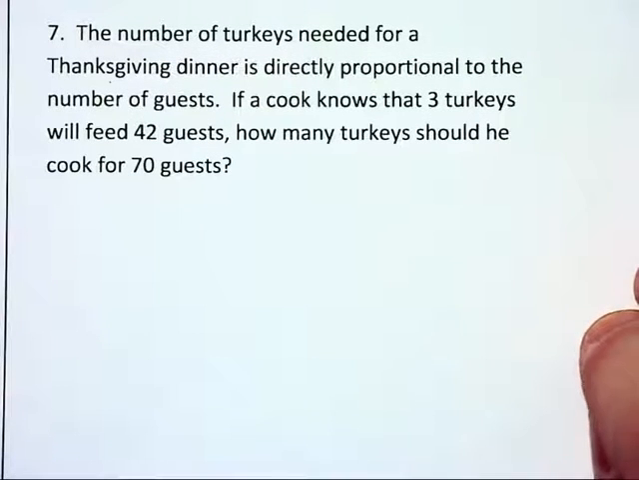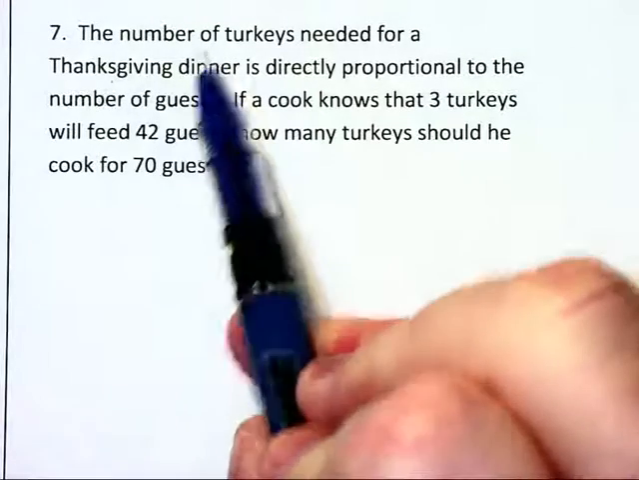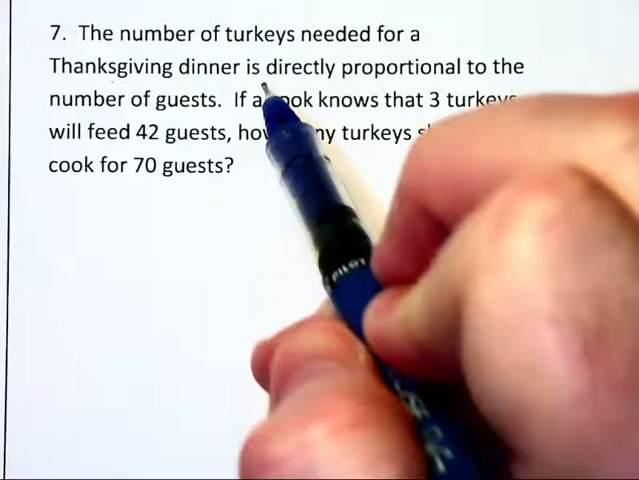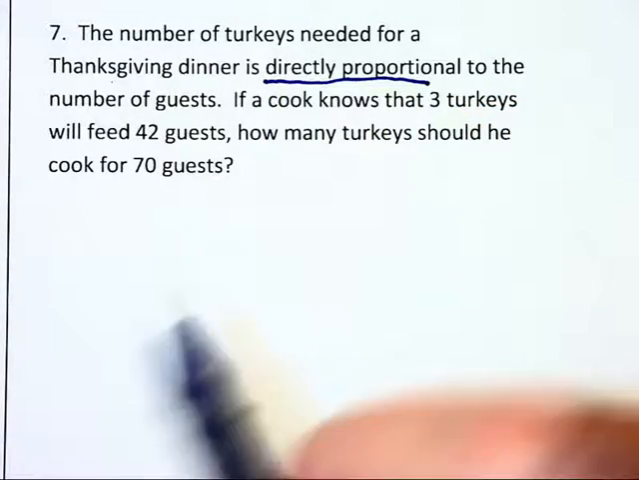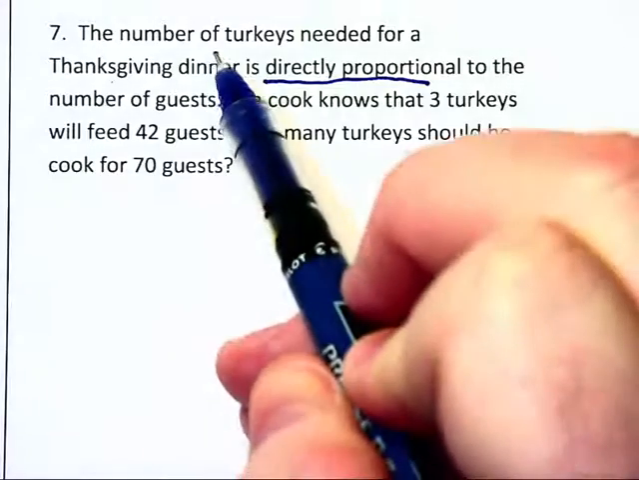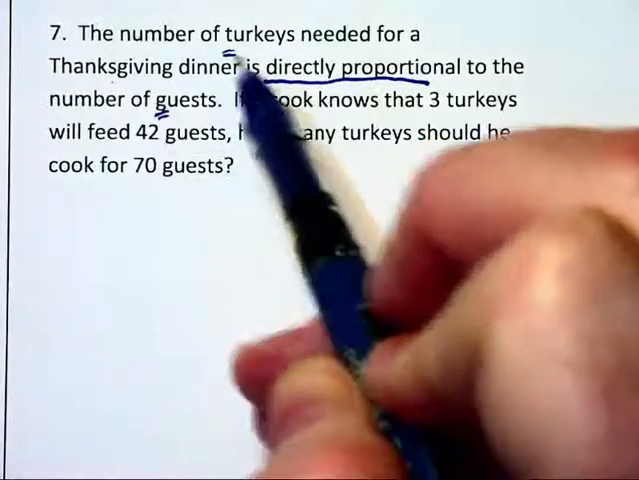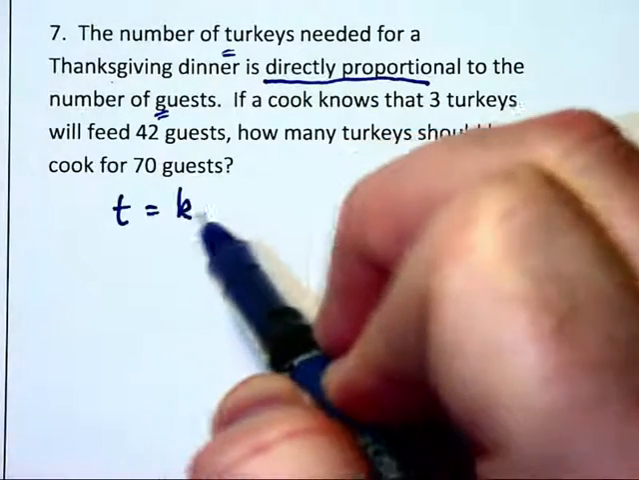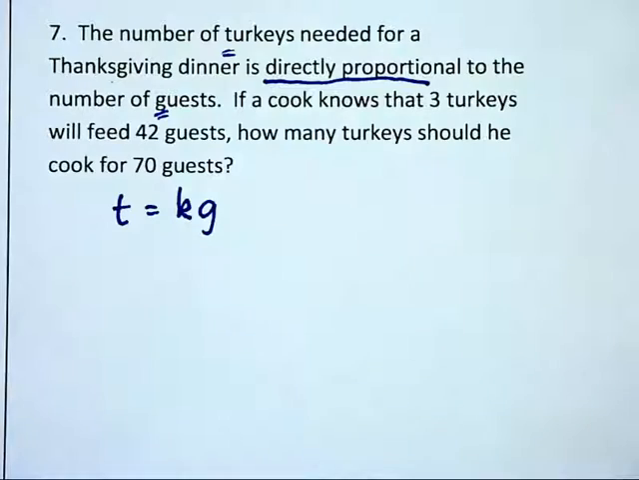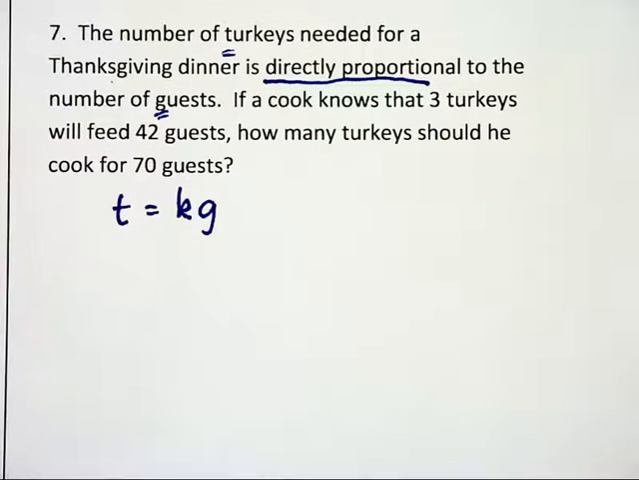Let's try this again, but this time they're not giving us variables. The number of turkeys needed for Thanksgiving dinner is directly proportional to the number of guests. Well, let's focus on the key nouns in this sentence. Turkeys, guests. Turkeys directly guests. T for turkeys equals k times G for guests. Notice how I'm getting rid of the extra verbiage in that sentence as I write that out.